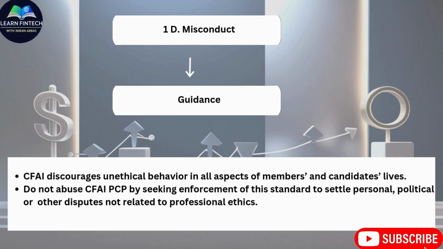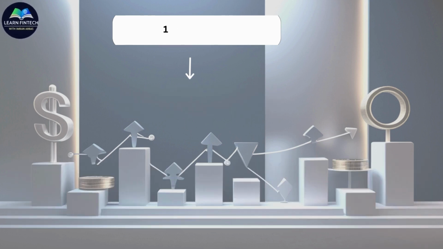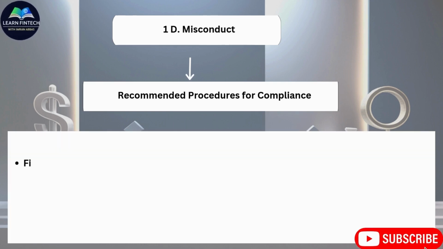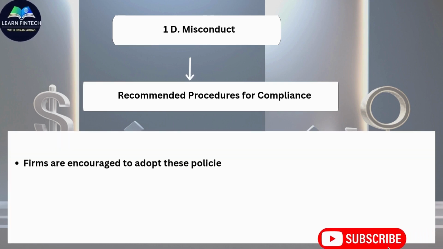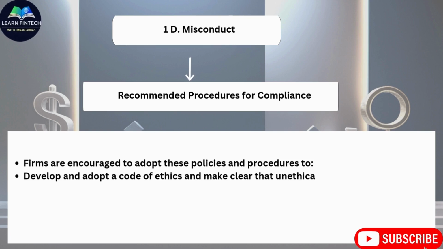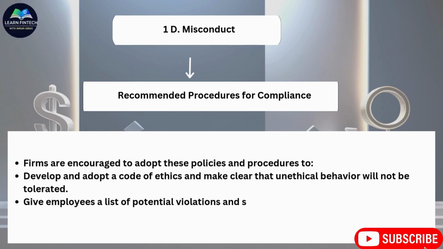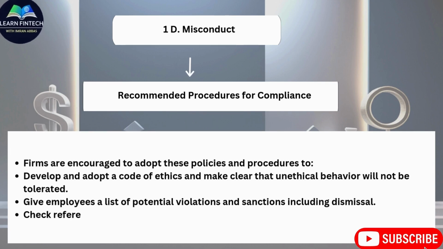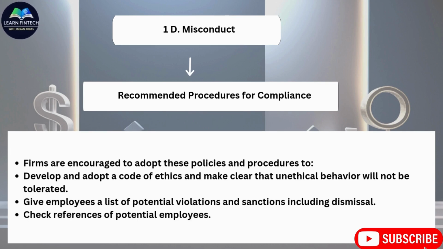Recommended procedures for compliance: firms are encouraged to adopt these policies and procedures, develop and adopt a code of ethics, and make clear that unethical behavior will not be tolerated. Give employees a list of potential violations and sanctions, including dismissal. Check references of potential employees.